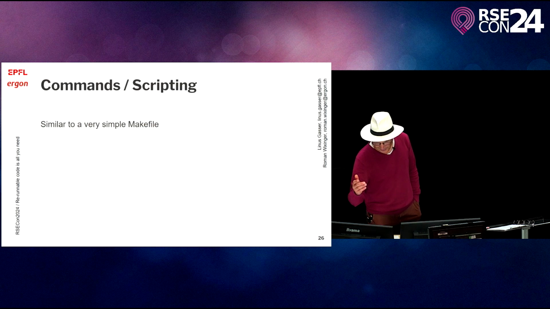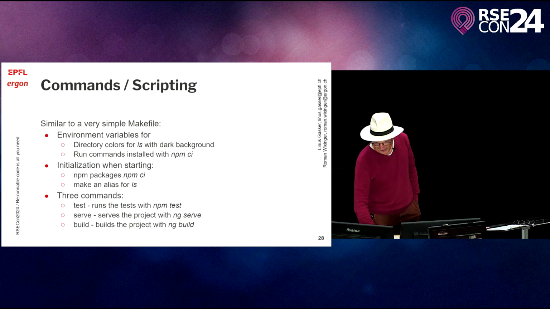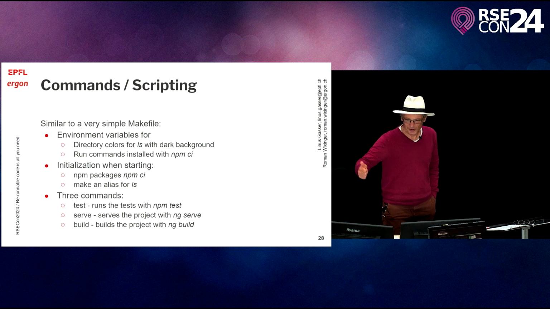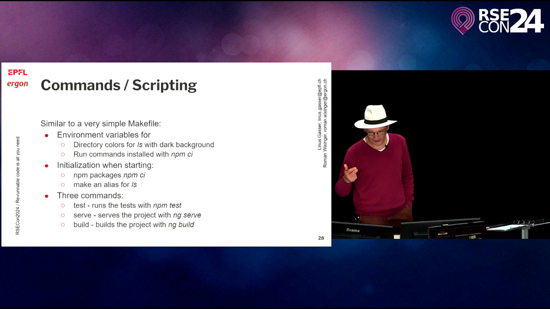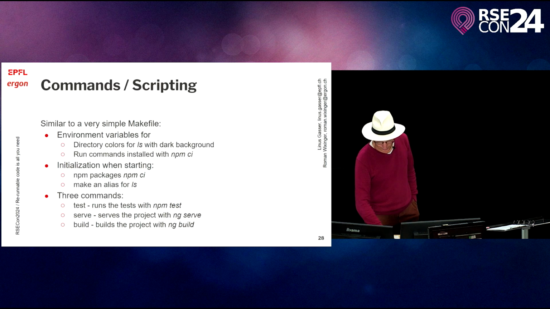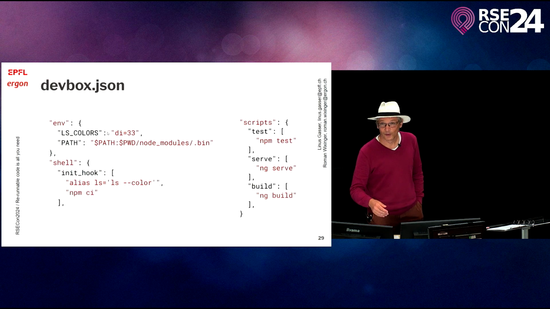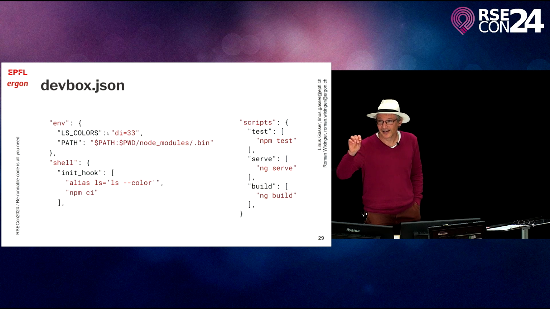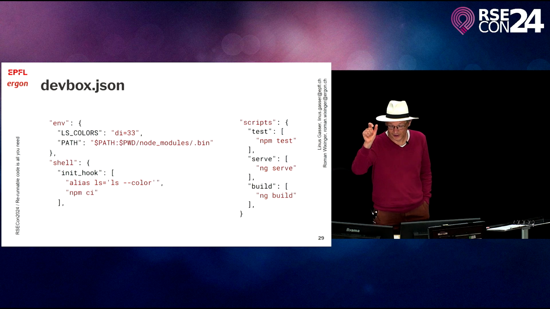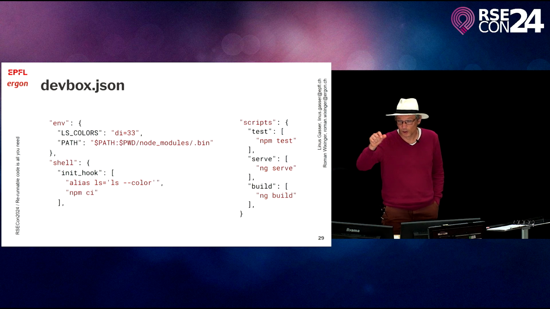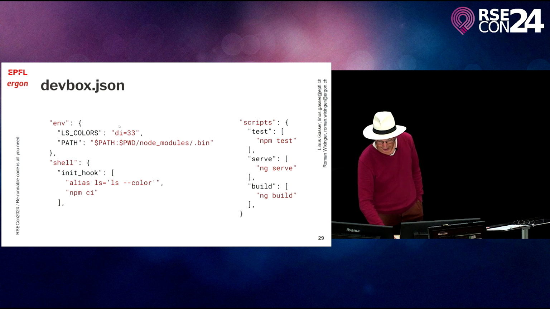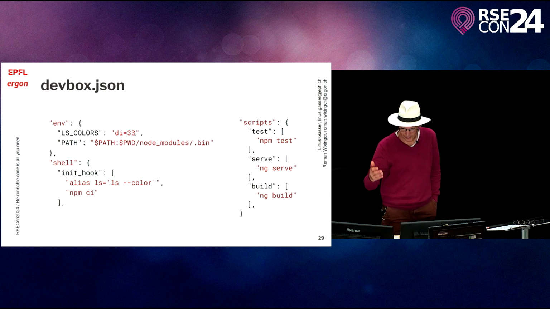So you have something similar to a Makefile. You can set some environment variables also. You can initialize when starting, what I showed, and run commands. So here an example of how that would look like. I have a dark screen, and so on Mac, when I do ls with the colors, the directories always are deep blue, and deep blue on black is not good, so I put this ls color, so I have yellow directories. So you can put that in the devbox JSON. I thought that was nice.